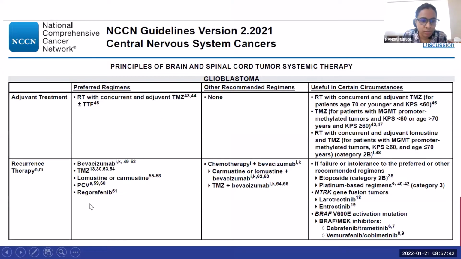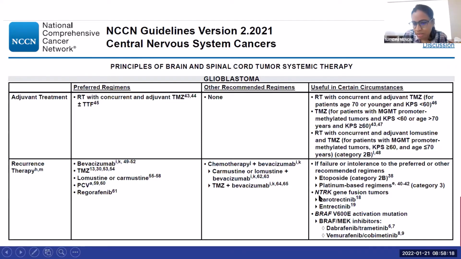So these are the regimens that can be used: single agent bevacizumab, re-challenge of temozolomide if there is a significant time period between the adjuvant and the recurrence. Lomustine or carmustine, that is nitrosoureas, and PCB, small studies have shown it has a benefit. It also has a nitrosourea. And there is a phase 2 study which shows some benefit with the use of regorafenib. And there is some data which shows benefit with the combination of a nitrosourea with bevacizumab or TMZ with bevacizumab.